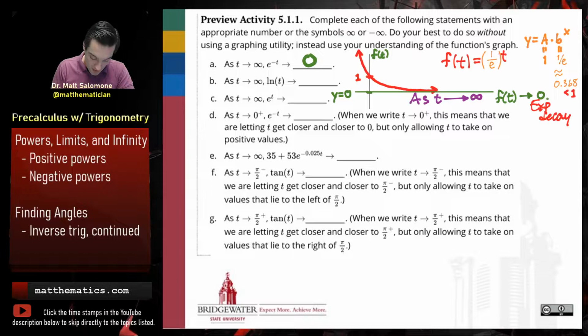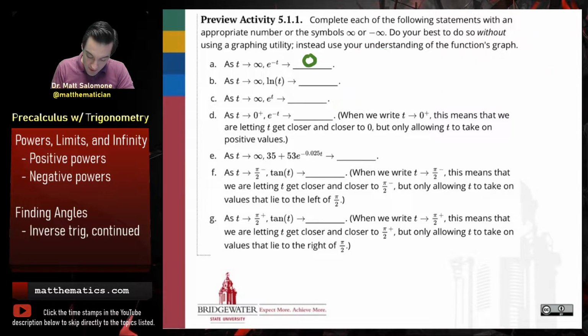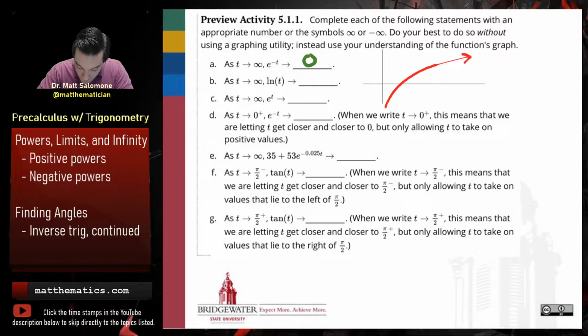Let me clear up some space. Because again, we want to do this reasoning just using what we know about the graphs of the various functions involved. Let's look at the next example. What about the natural log function? Well, the natural log function is nothing more than the inverse of the exponential function f of x equals e to the x. And so the graph of my logarithm function is going to look something like this.